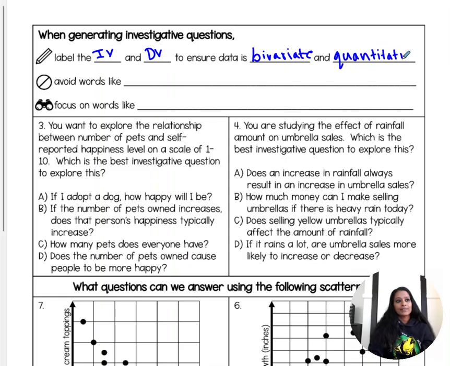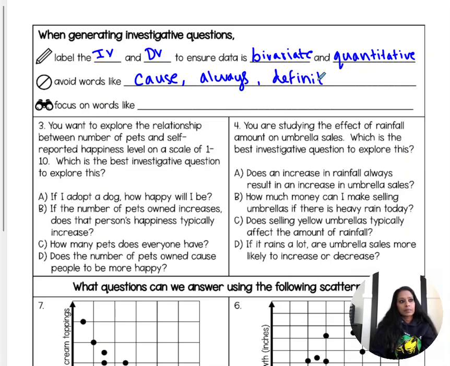Quantitative. Okay. We want to avoid words like cause, always, because sometimes it's not always, and also definitely. And we want to focus on more things like relationships. Meaning that there is a relationship between the two things that you're looking at.